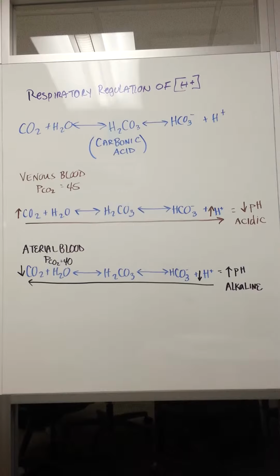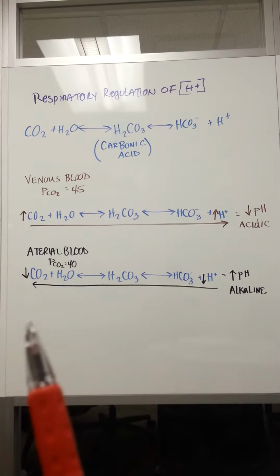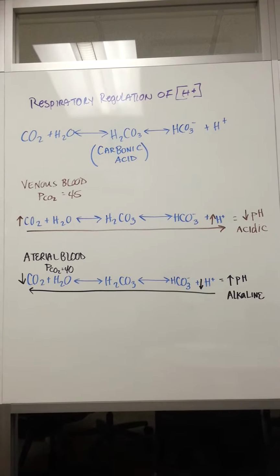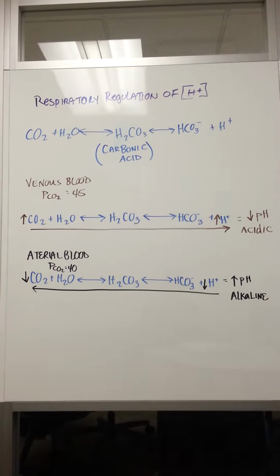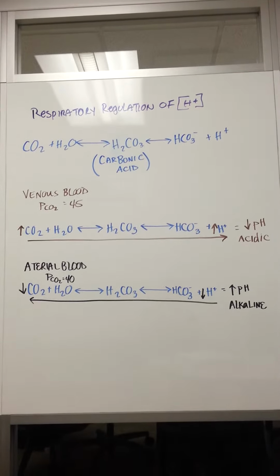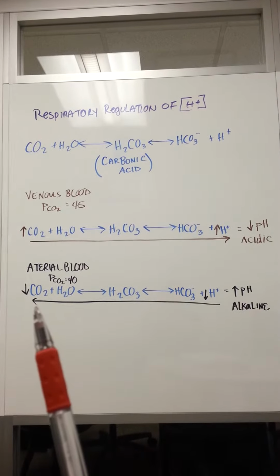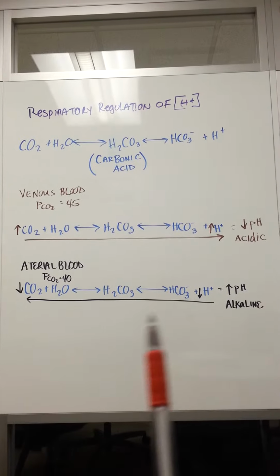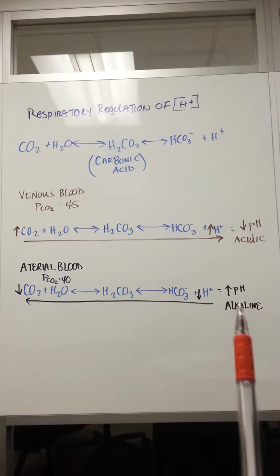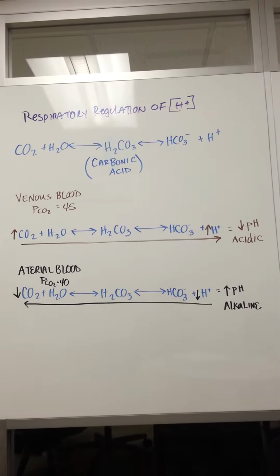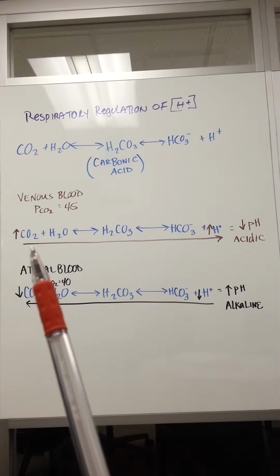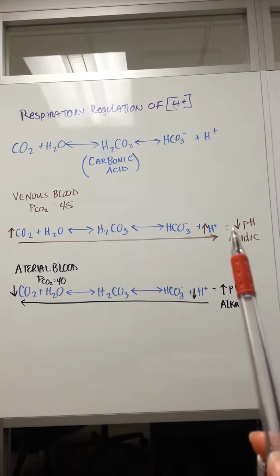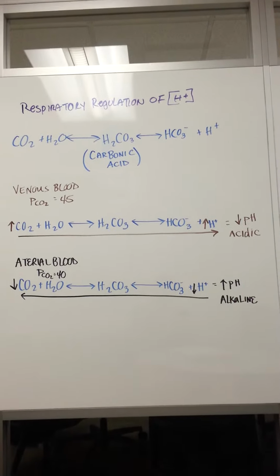Now, increase in ventilation, right? Because remember, respiratory regulation of hydrogen is basically controlling the elimination of carbon dioxide. That is through breathing, like I said. If you increase ventilation, that decreases carbon dioxide, so that will create alkaline blood, a high pH. Now, if you decrease ventilation, that increases carbon dioxide, which increases hydrogen, which decreases pH and makes it acidic.